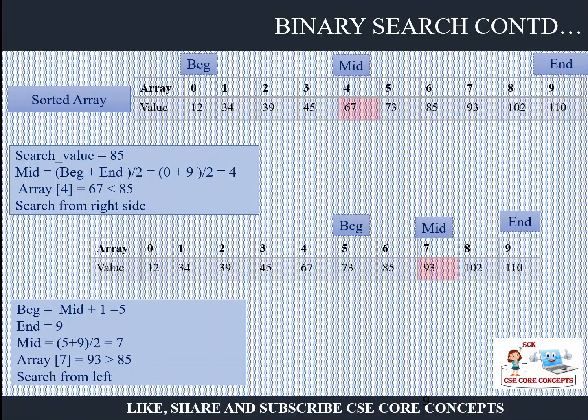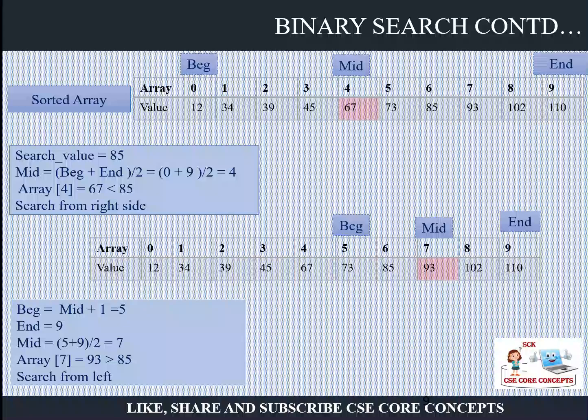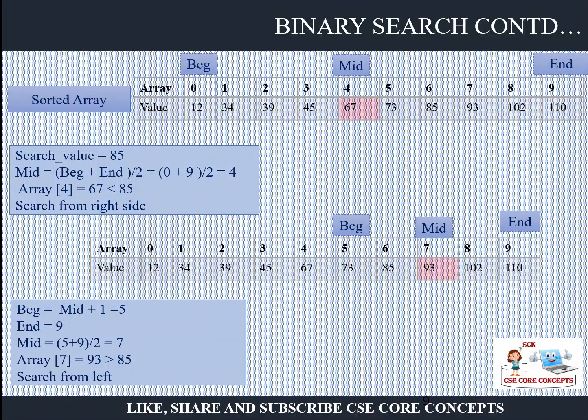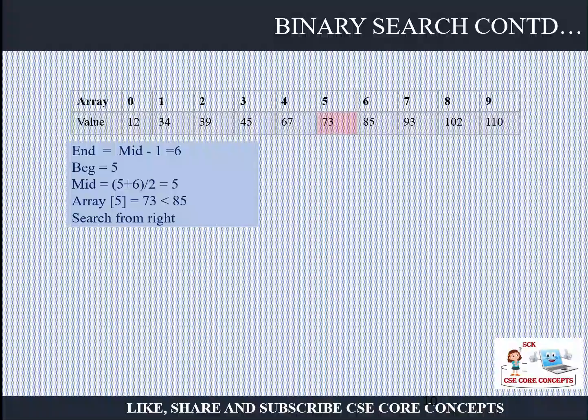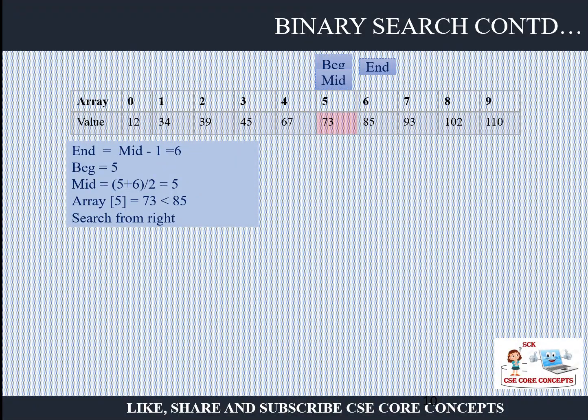Now what value am I comparing? 85. So compare 85 with 93. Now this time 85 is smaller than 93. So I will not go towards the right hand side of the mid, but I will go to the left hand side of the mid. So in that case, I have to update my end position. So who will be my end position? Already I checked with 93. So my end won't be 93 but less than 1, that is 6th position. So my end will be equal to mid minus 1. So end is now my 6th position.